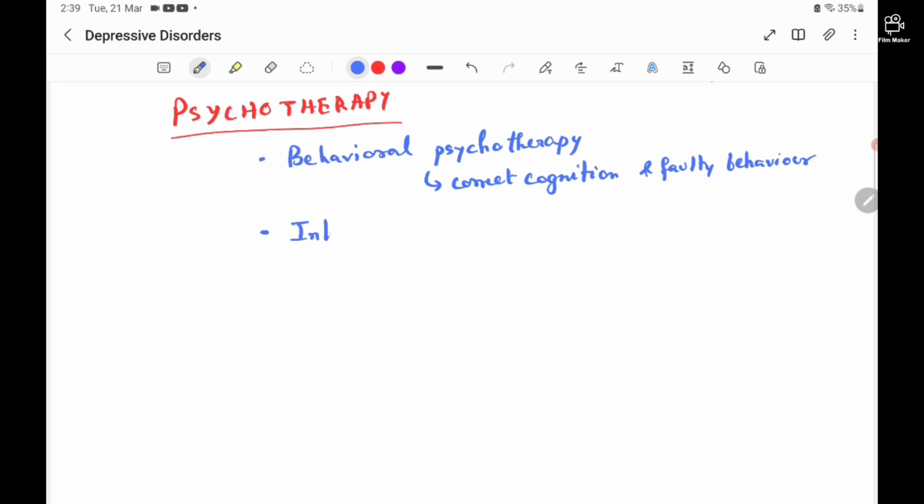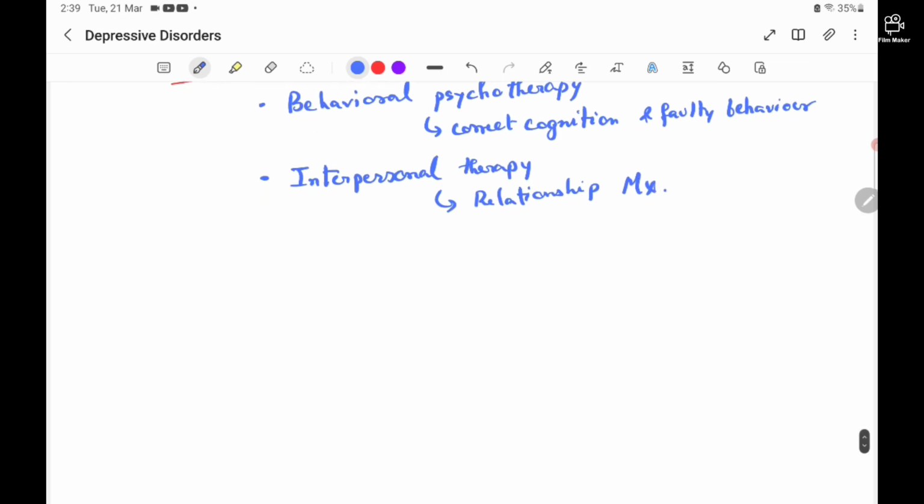Interpersonal therapy is used for managing current interpersonal problems, that is relationships. Basically this is relationship management. And there are other types of psychotherapies. These are the two main types which are widely used.